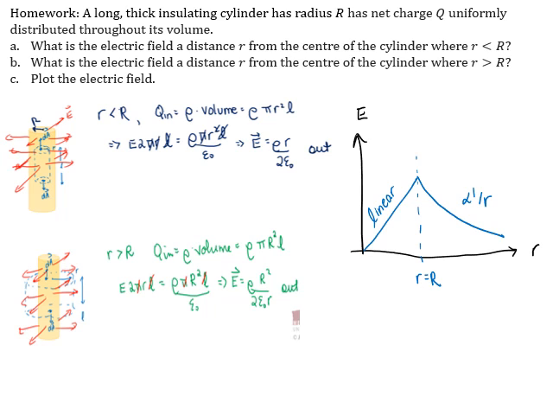Our maximum value of electric field happens here where r is equal to R, and at this point the electric field is equal to the density times the radius, so we plug in that little r is equal to the radius, big R, divided by 2 epsilon naught, and we get that expression whether we put r equals R in this expression or this expression.